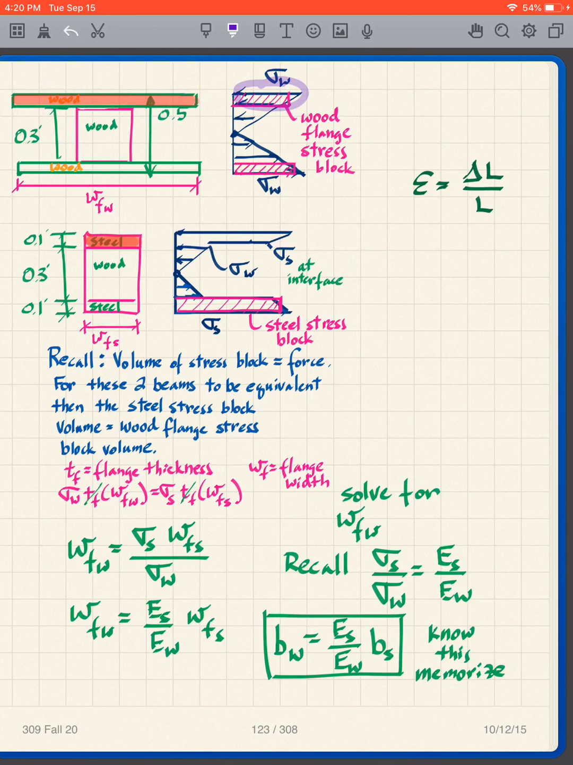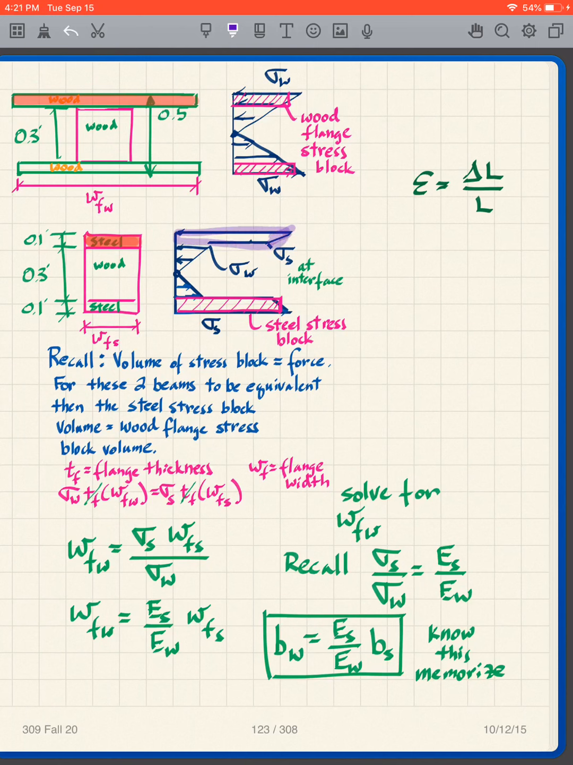So what I want to make sure is that sigma wood times area of the wood is equal to sigma steel times the area of the steel. So if I can do that, then I have succeeded in doing what I want. So what do I do? Now it's slightly complicated because I don't have a rectangle here.